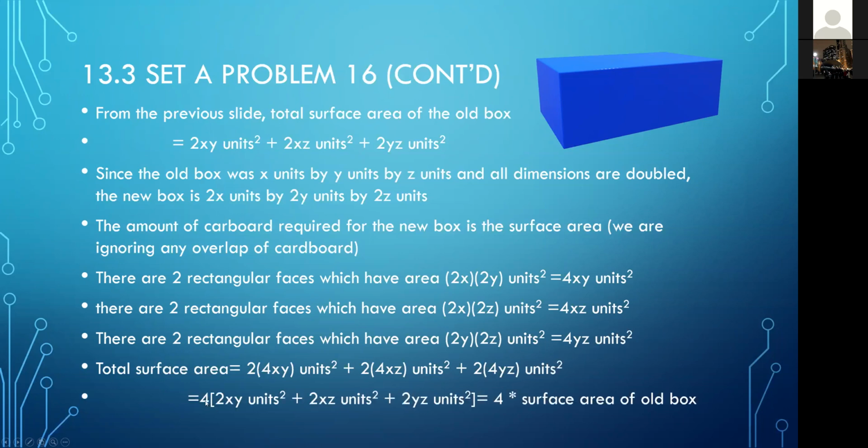And then we could pull a 4 out in front. And so this gives us 4 times the surface area of the old box, because the amount in here is the surface area of the old box. Okay, so when we double each dimension, we end up quadrupling the surface area. The surface area got multiplied by 4.